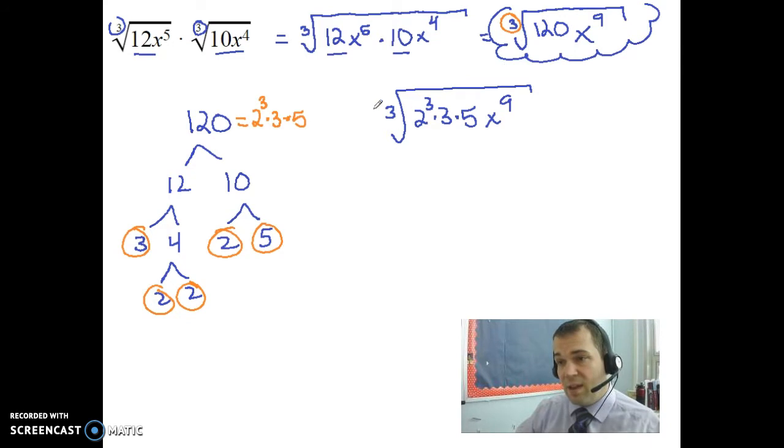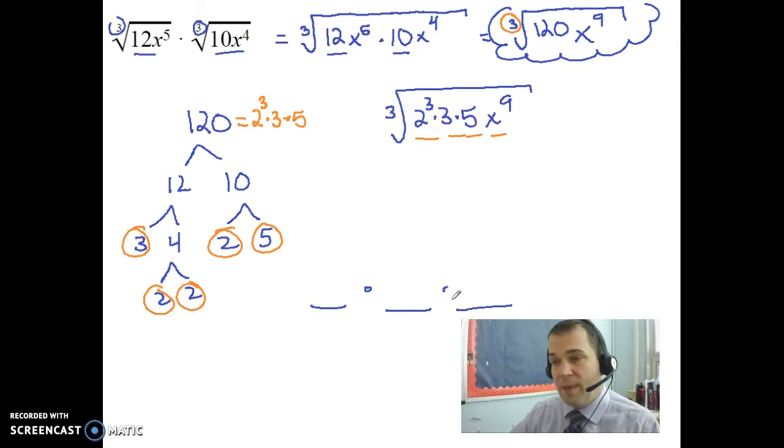Because I have an index of 3, I'm thinking about the fact that I have to multiply something by itself 3 times to make this. And I'm going to consider each factor separately and try and break them up or divide them evenly among the 3 slots, taking them one at a time. So if I have 3 2s to work with, then everybody would get a 2, and there would not be any left over at all. So there will be a 2 on the outside of my radical. I'm going to write that down here.